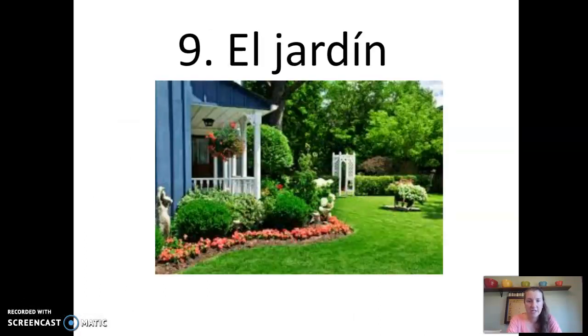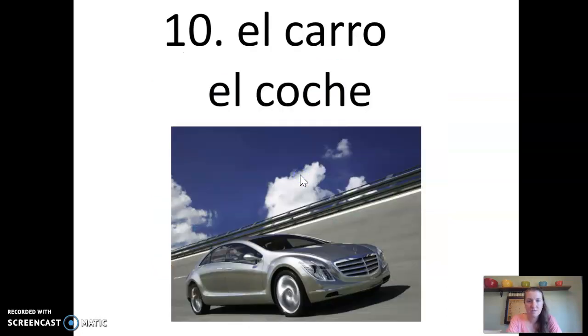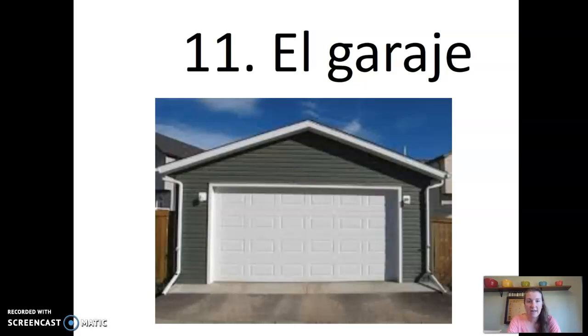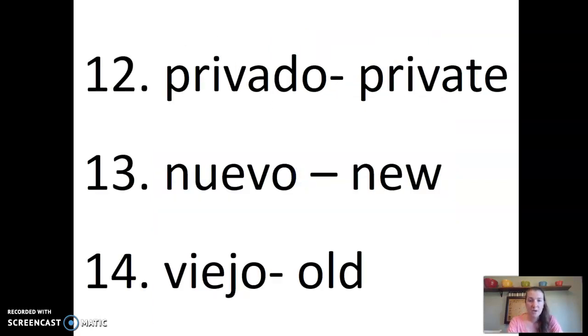All right, el jardín, a garden or a yard. That's another cognate, and so is this. El carro, el coche. These are both number 10 in your vocab list for car. El garaje, another vocab word. Remember, J makes an H sound in Spanish, so it's not el garaje or garage, right? It's el garaje.